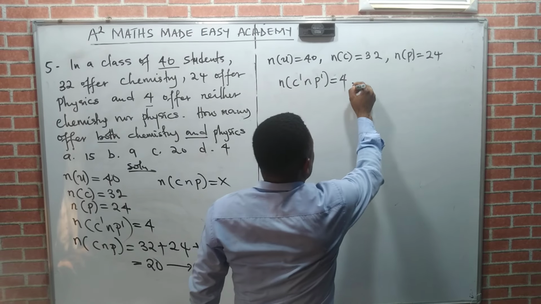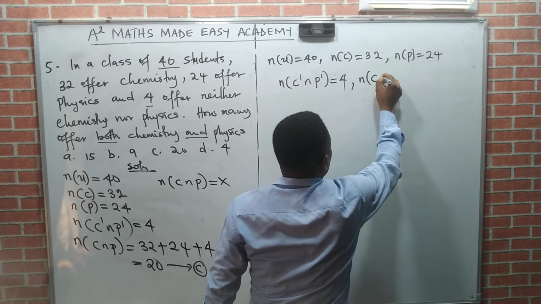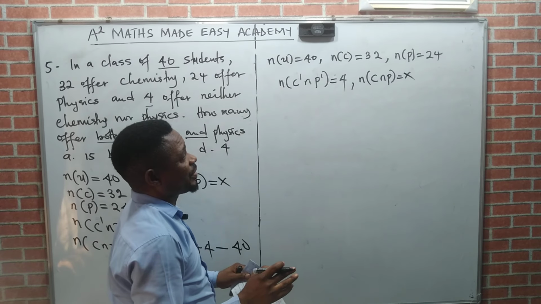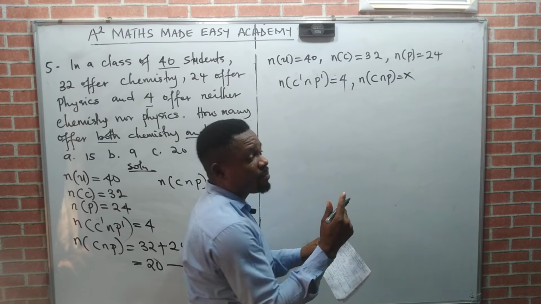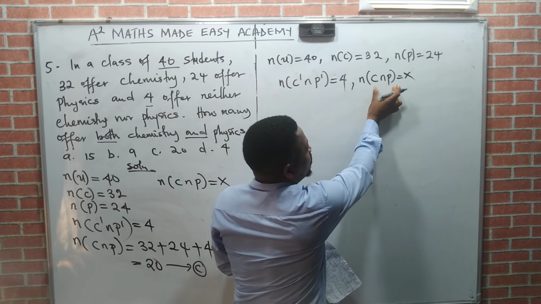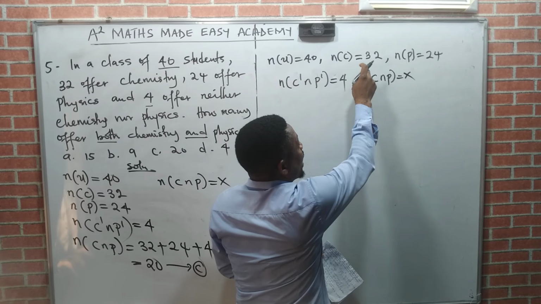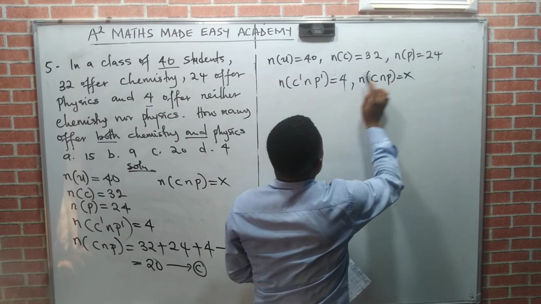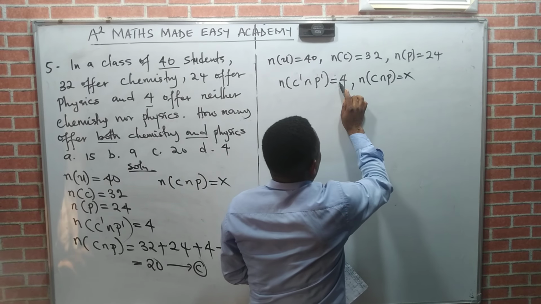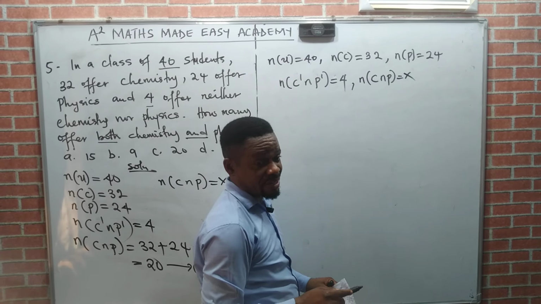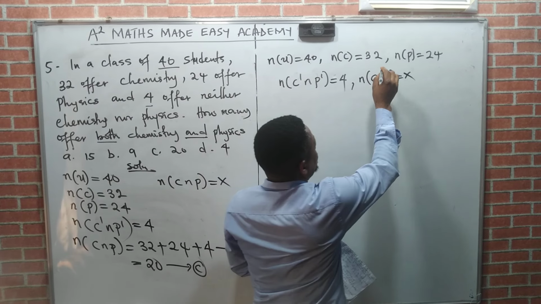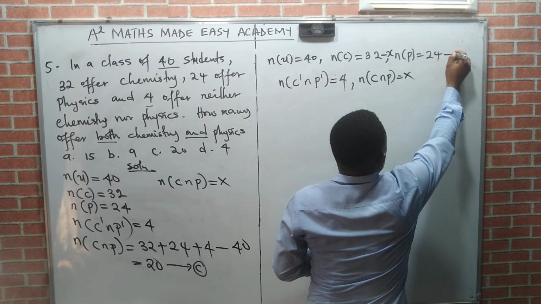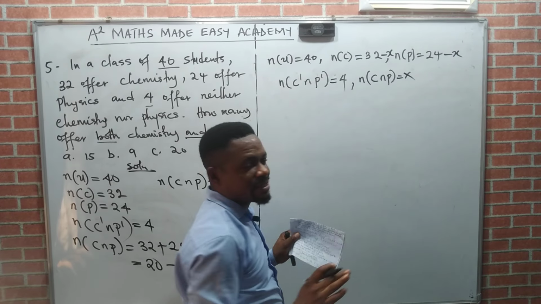Then the number that did not offer chemistry and did not offer physics is given as 4. Then the number that offer chemistry and physics, we don't know, call it X. Look at the secret. Anytime you are given a Venn diagram of 2 rings, always use the value of the intersection of the 2 rings to minus each of the sets. Why? Because if I add these three, it will supersede the universal set, which is wrong. So what I will do is introduce minus x to chemistry, then go to physics and introduce minus x. And that is the best way.